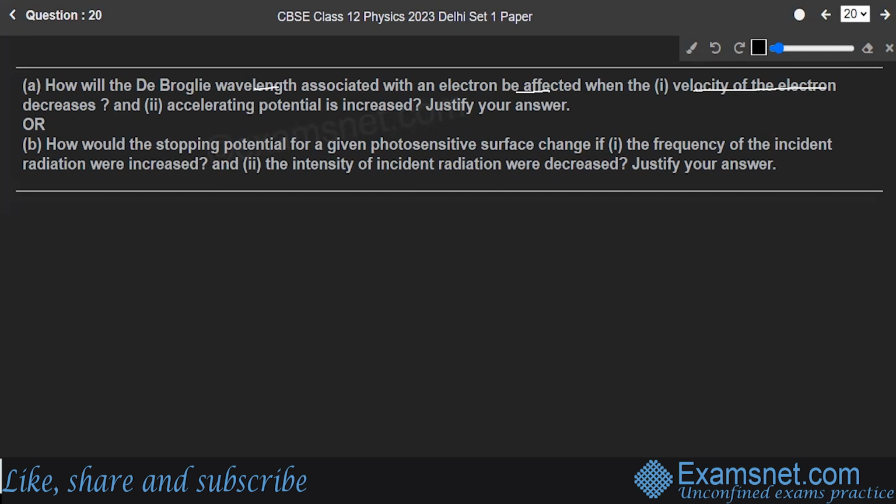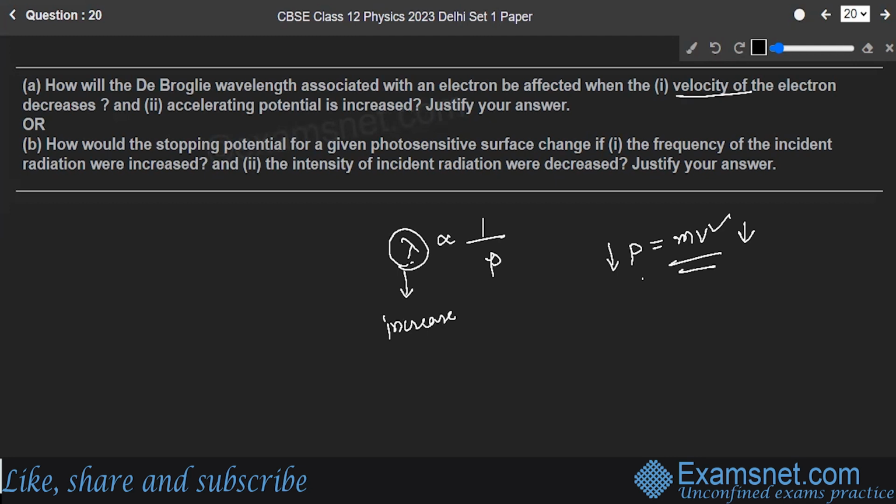See, the de Broglie wavelength formula states that the wavelength is inversely proportional to the electron momentum. Momentum is the product of mass and velocity. So when the electron velocity decreases, momentum also decreases. As a result, the de Broglie wavelength will increase because this is inversely proportional. As the velocity of the electron decreases, wavelength will increase. This is your first part.